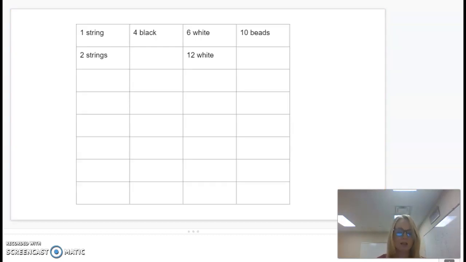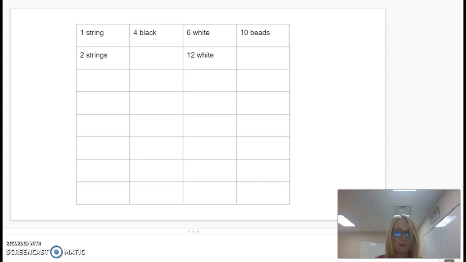You may want to complete this on Seesaw, or you can make this with paper and pencil and post a picture to this activity. That works also. But I want to see the ratio table you make for each problem. Now for this problem, we've got the number of strings, the number of black beads, the number of white beads, and the total number of beads. Fill this in across the top as you go.